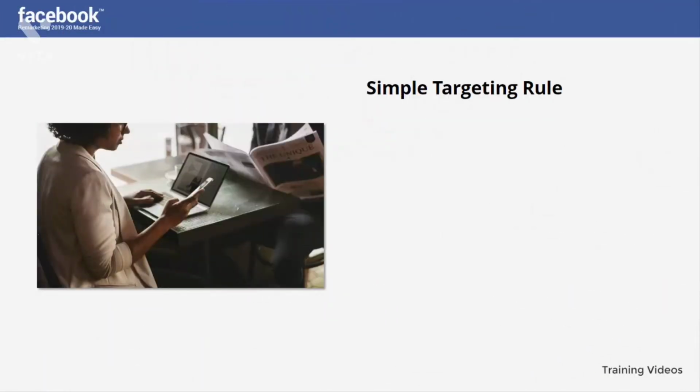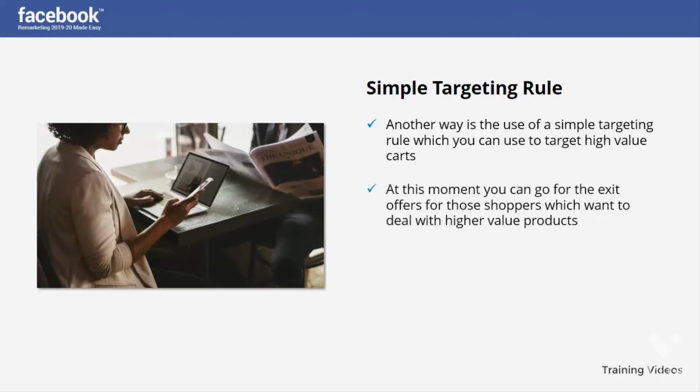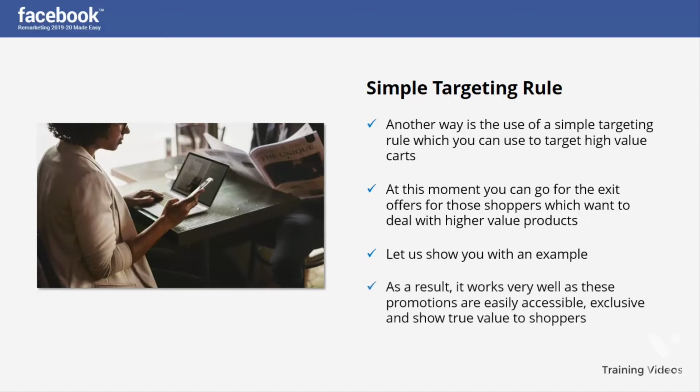Simple targeting rule. Another way is the use of a simple targeting rule, which you can use to target high-value carts. Shoppers who have a certain dollar amount in their cart or a specific item, you can present them offers using the simple targeting rule. At this moment, you can go for the exit offers for those shoppers who want to deal with higher value products. Let us show you with an example. Let's say you usually offer 10% off, but this time, you will also offer them free shipping because they are a high-value shopper. As a result, it works very well as these promotions are easily accessible, exclusive, and show true value to shoppers.